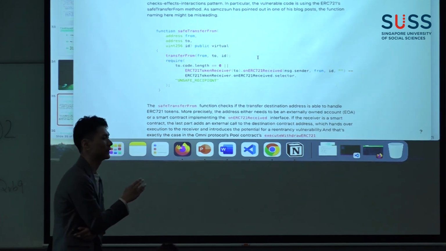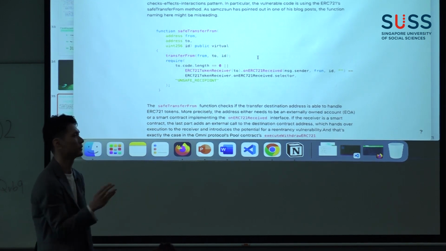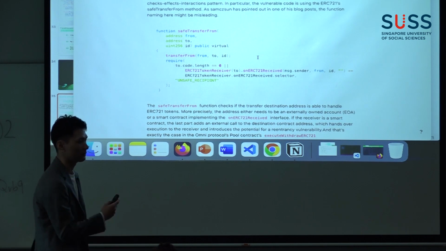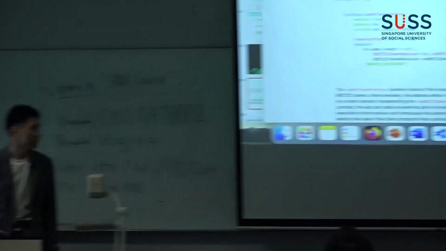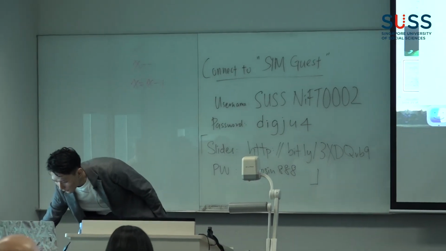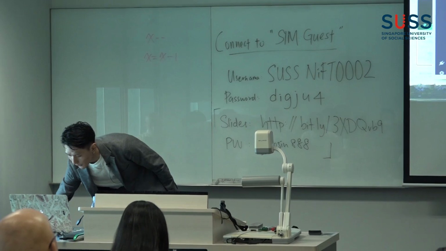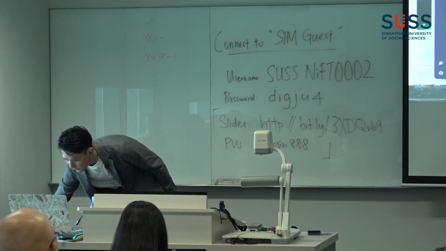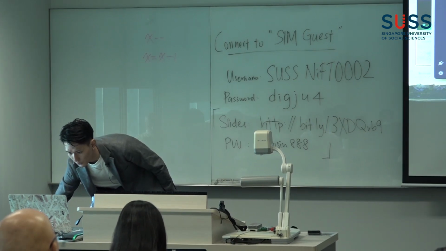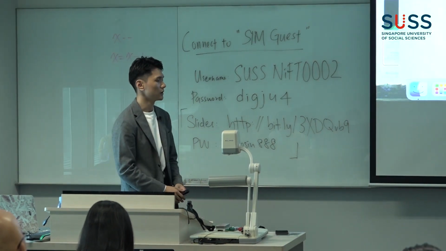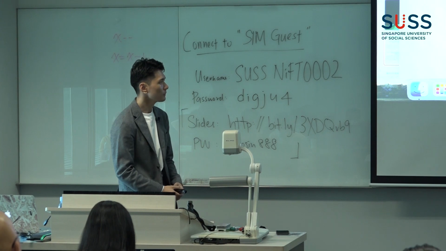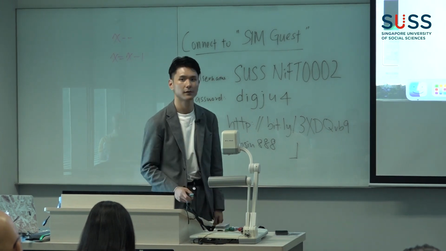This is a little bit complicated, so if you're interested, you can contact me in the future. I have the proof of concept for it, and if you want to learn more about reentrancy, there are a lot of materials online. And this is an ERC 721 reentrancy, and on other platforms, you can find ERC 1155 reentrancy, and it's quite interesting.